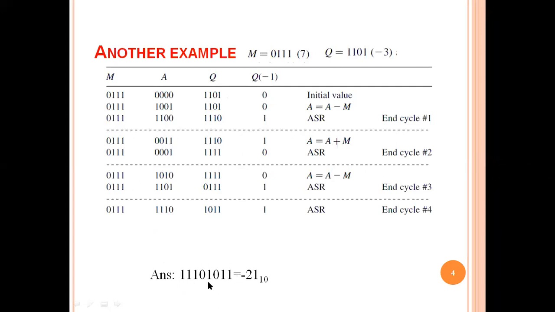This number is -28. This is the 2's complement form of 21. That means if I make the complement of this number and add 1 with this number, we will get 21. So this is the 2's complement representation of 21, that means -21. So 7 into -3, the result is -21. Clear? So this is again another example of Booth signed bit multiplication.